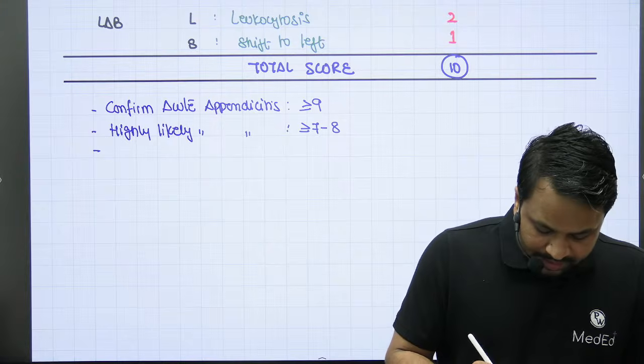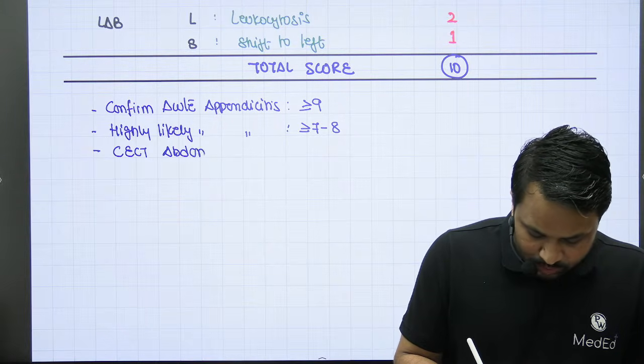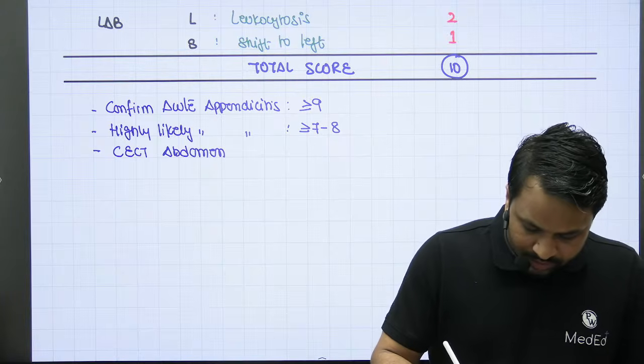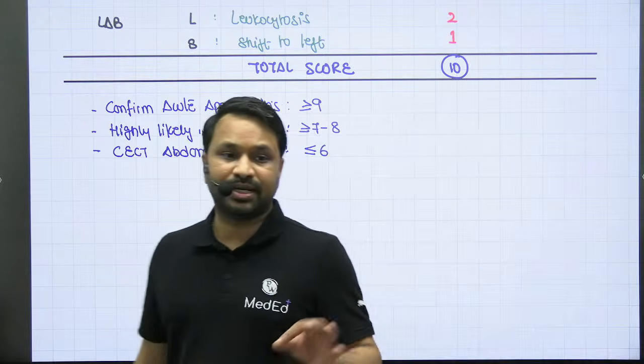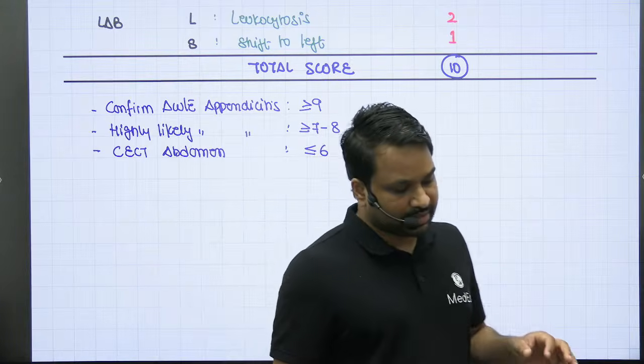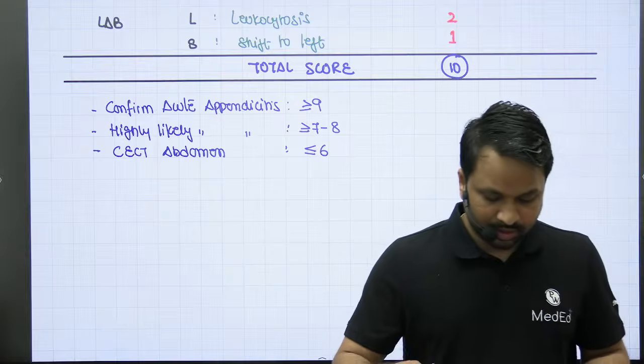CECT abdomen is to be considered when you are in doubt. When the score is less than or equal to 6, to confirm acute appendicitis you have to go ahead with CECT abdomen, right?